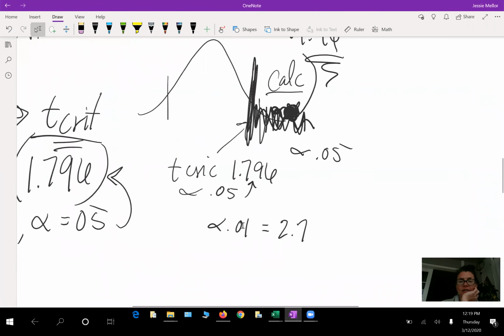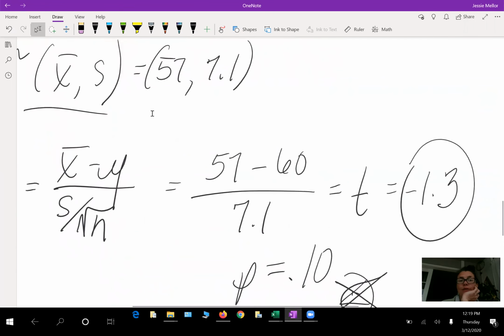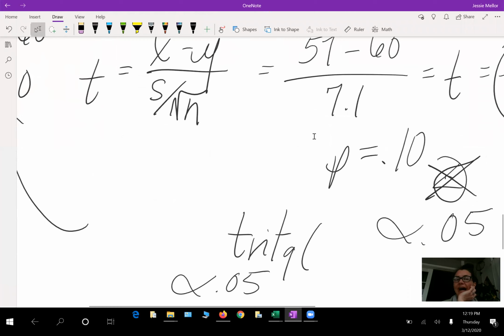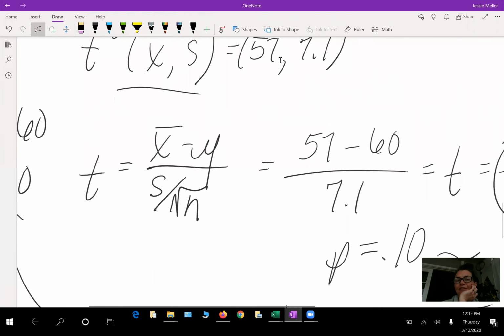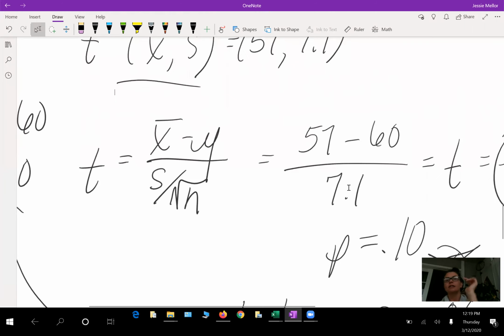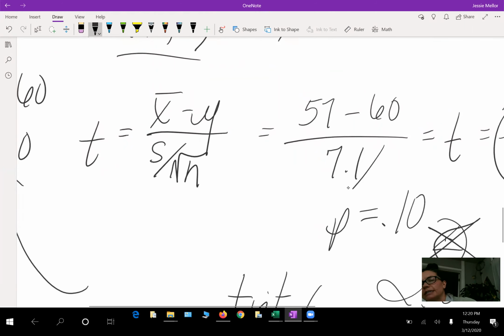So we're going back down to the correct problem. Now we know I'm in the T distribution because I don't have a population standard deviation. I've got a mean of 57 with a standard deviation of 7.1, so that's what those indicate. Now that I know that, I can compare that 57 to 60 in reference to the standard error.